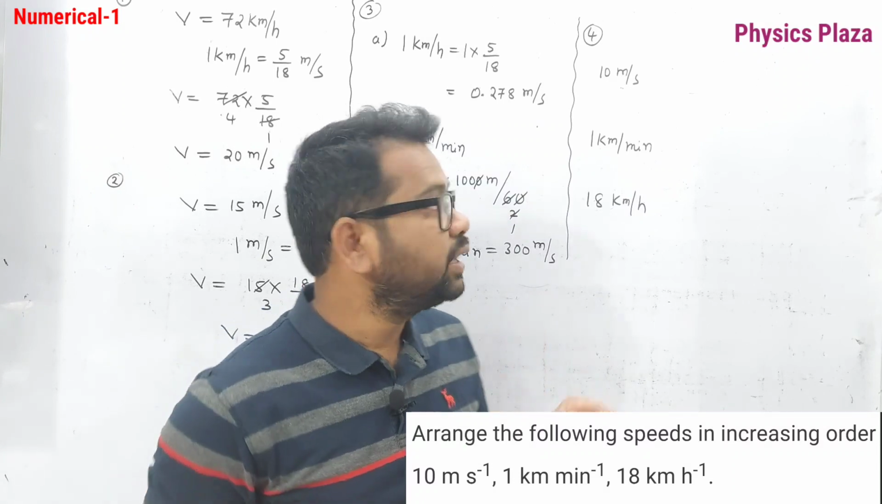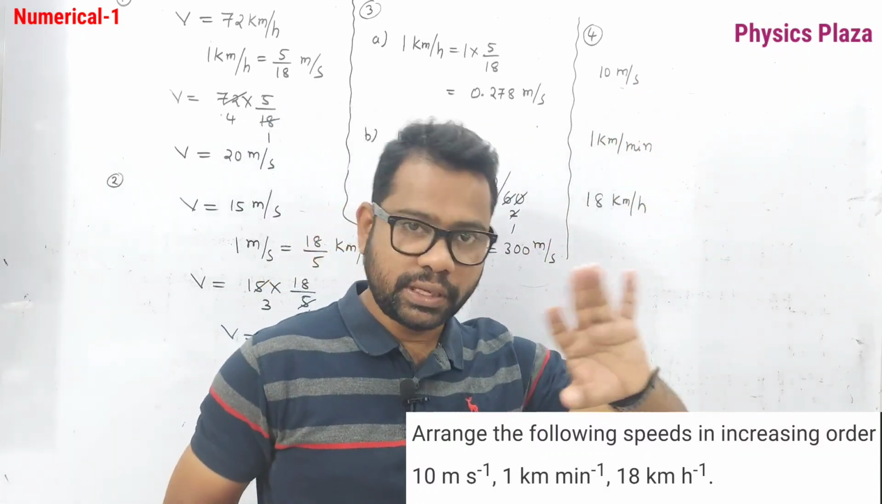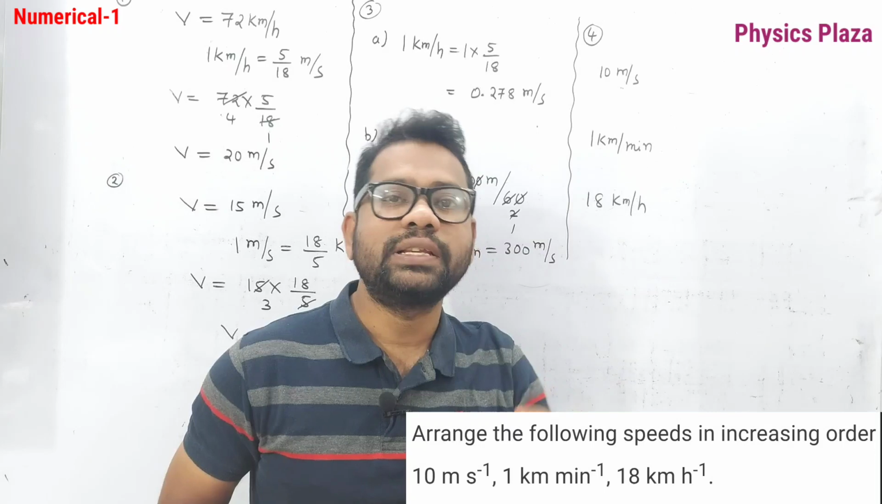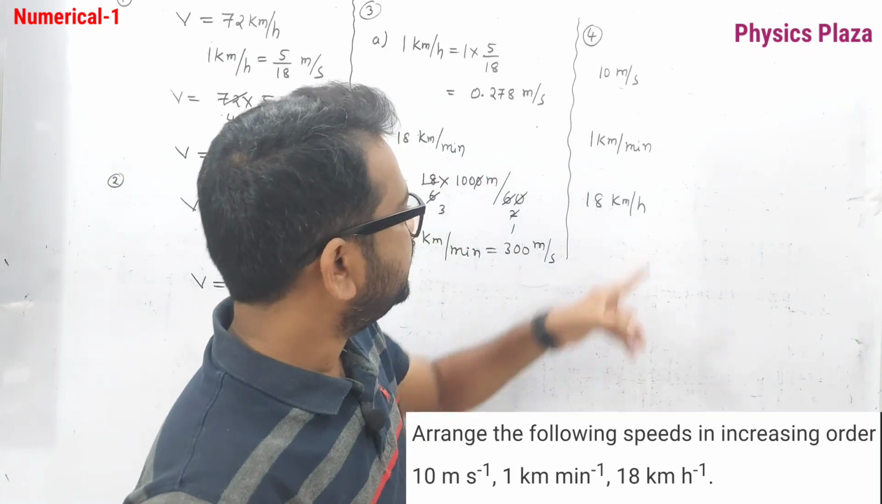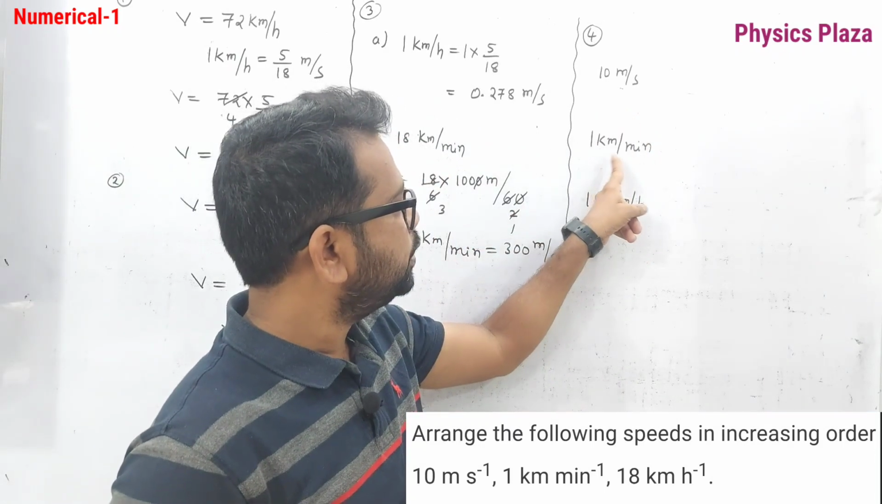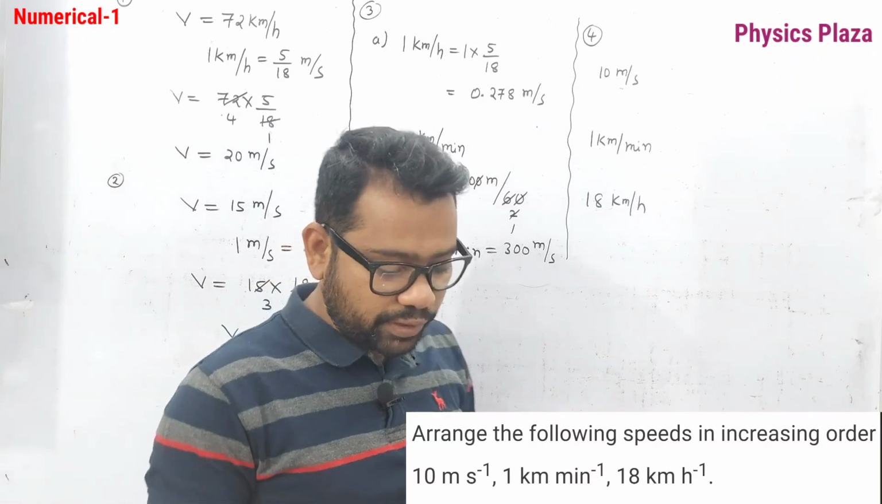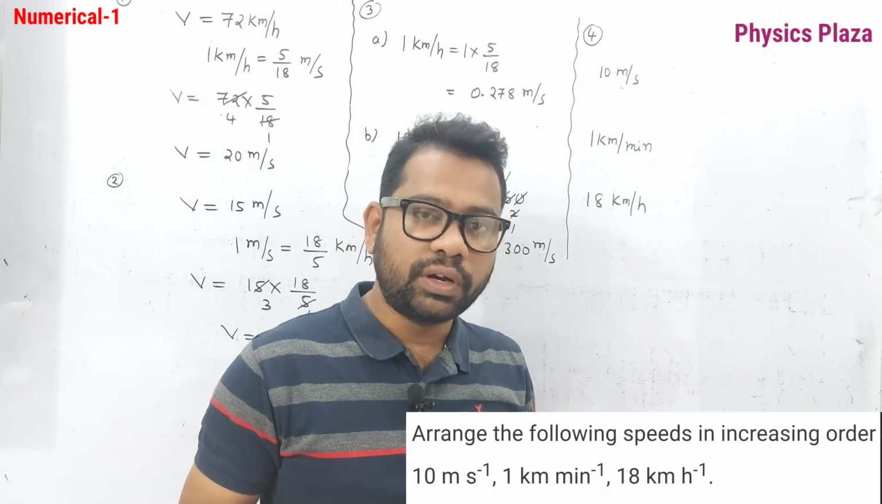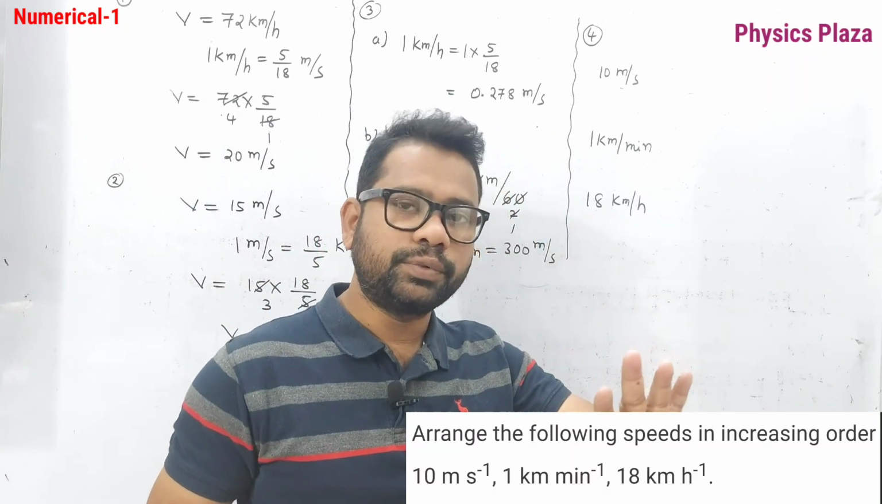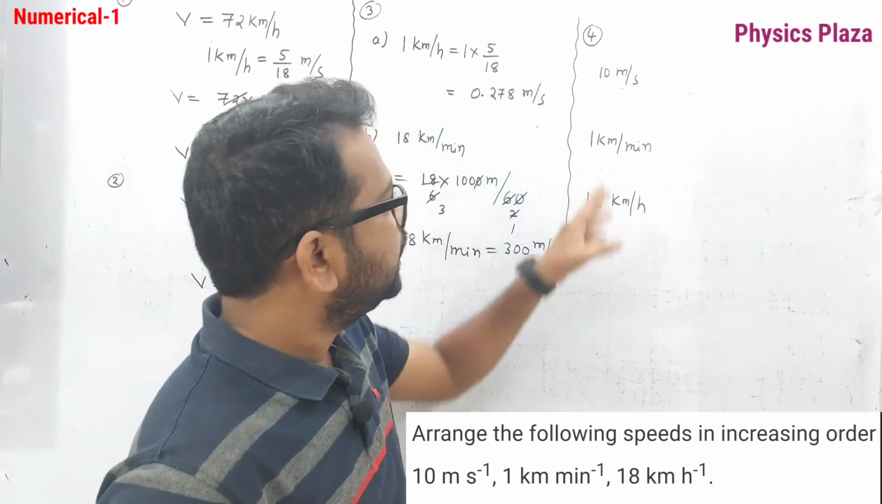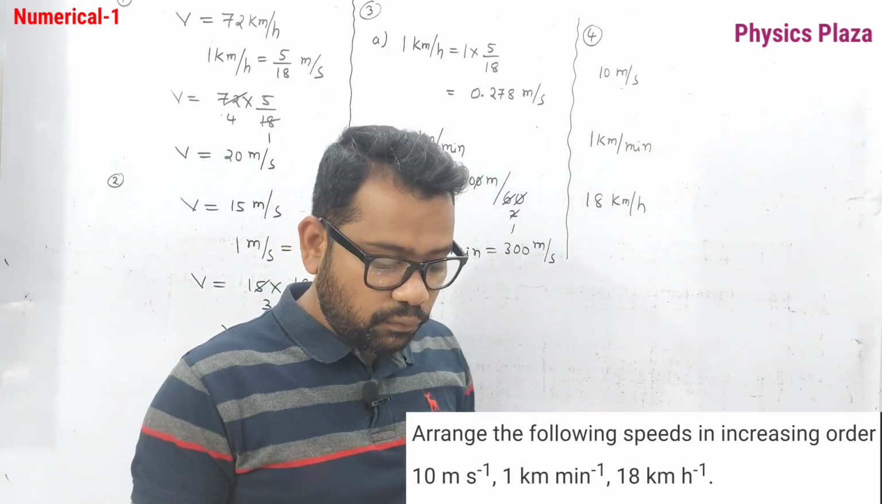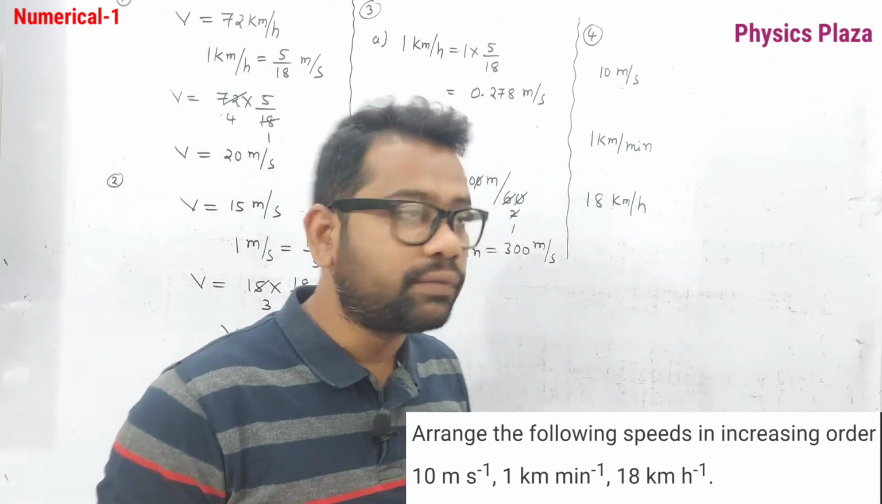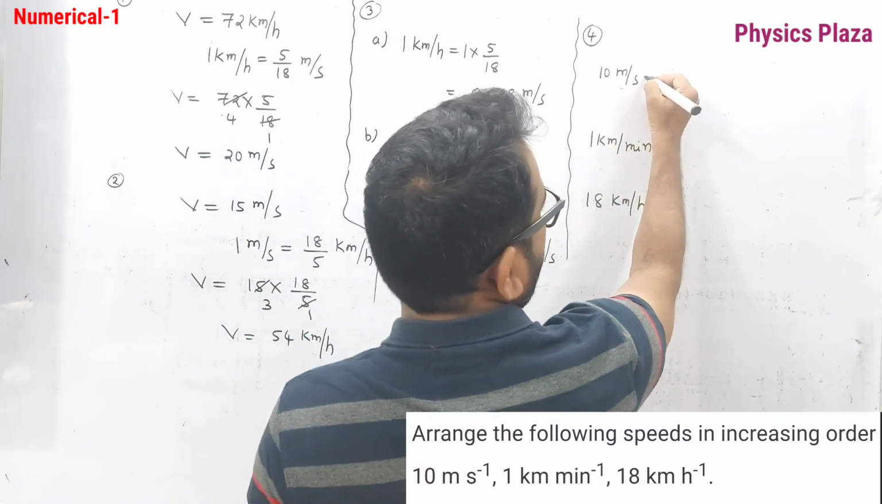But the problem is that if these three are in the same units, then we can arrange easily. But if you can see here, it is in meter per second, kilometer per minute, kilometer per hour. Then what we have to do? First of all, we have to convert into a single unit. So let us convert all into only one unit, that is meter per second.